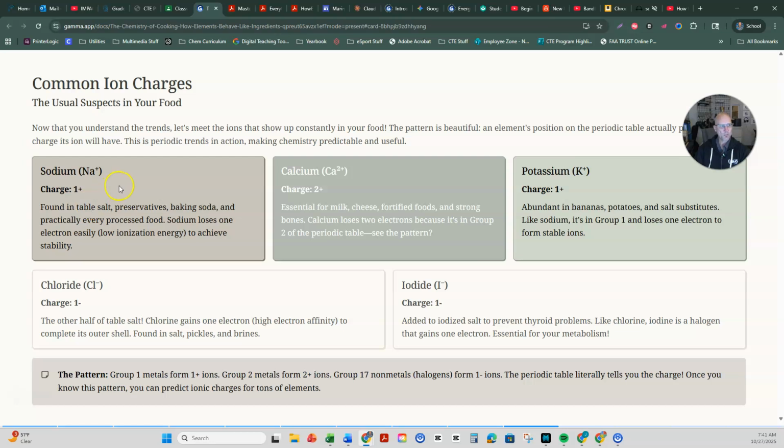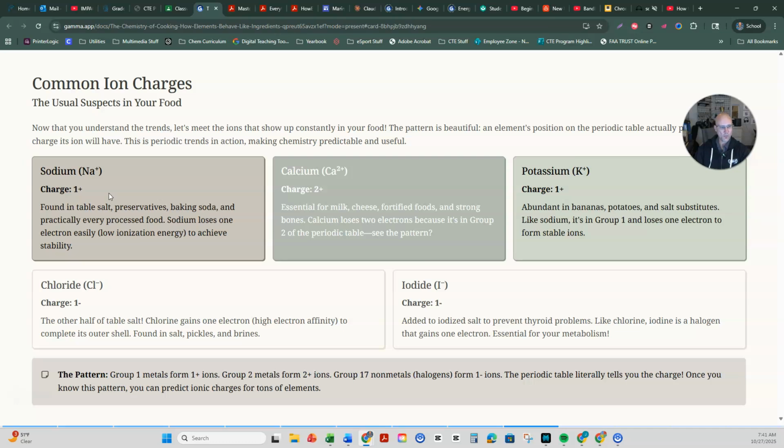So sodium, Na+, the charge is 1+. That's found in table salt, preservatives, baking soda, and practically every processed food. Sodium loses 1 electron easily, low ionization energy, to achieve stability.